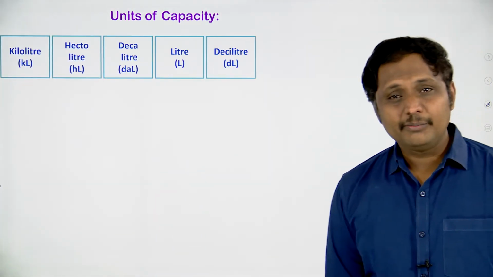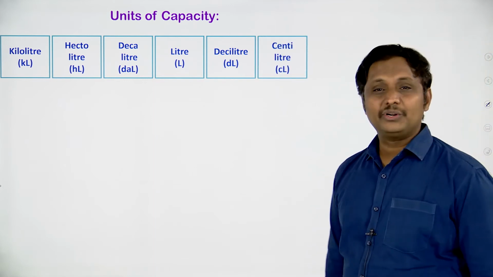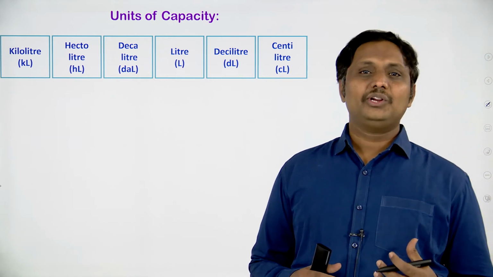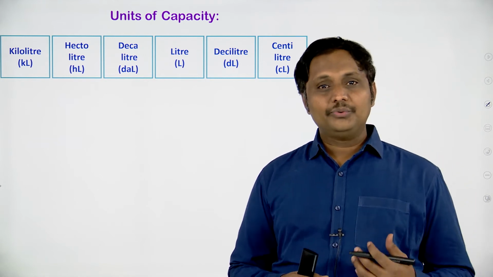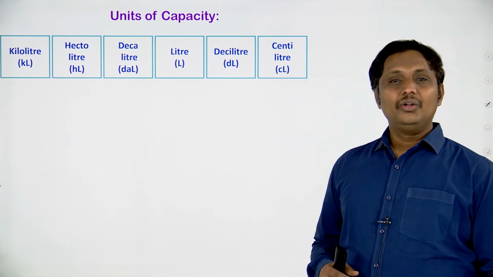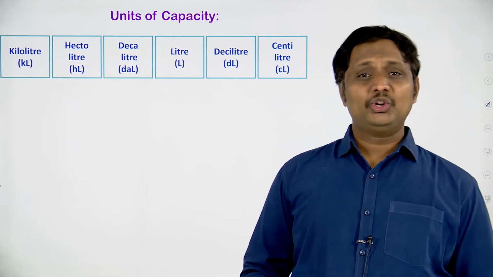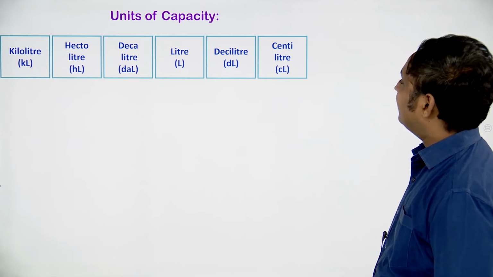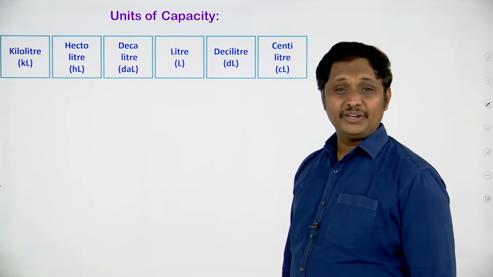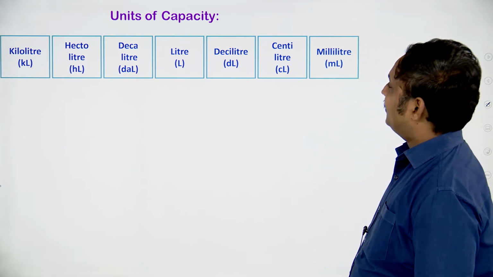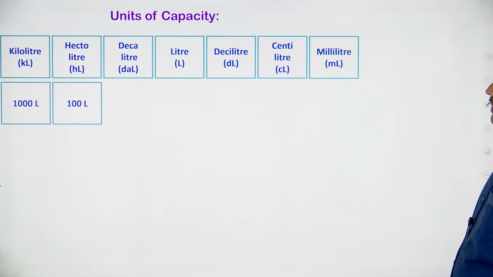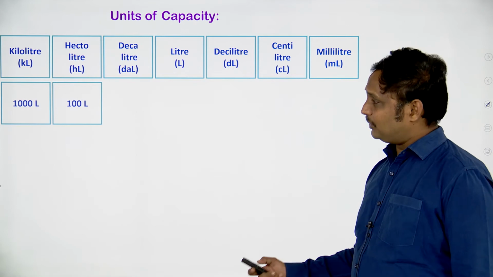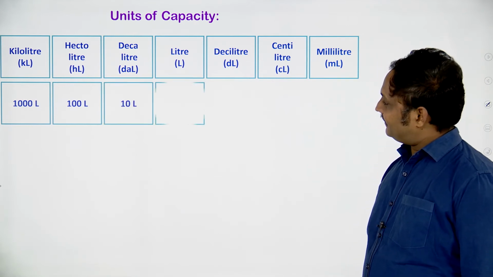This is a very simple method to get the units of capacity. Generally, liquids do not have a shape; they take the shape of the container. If we have to measure them, the units are liters or kiloliters, based on capacity: kiloliters, hectoliters, decaliters. So 1 kiloliter is going to be 1000 liters. Then 10 liters.